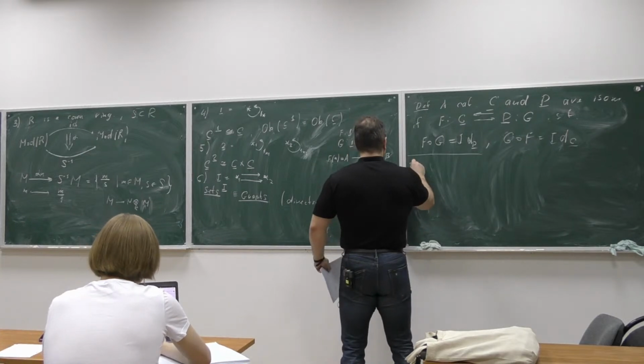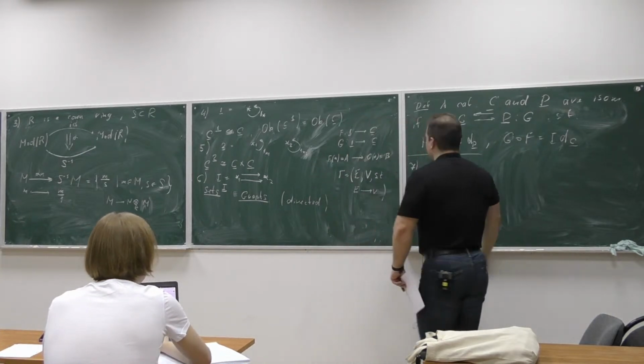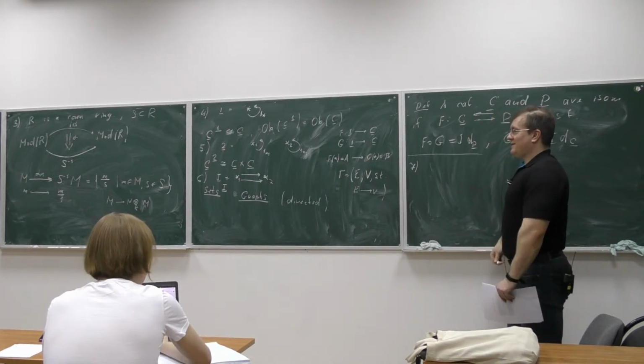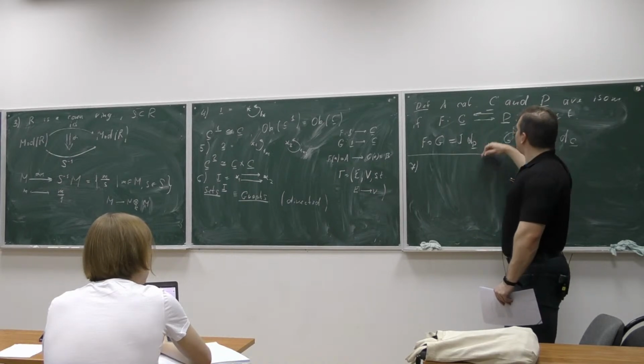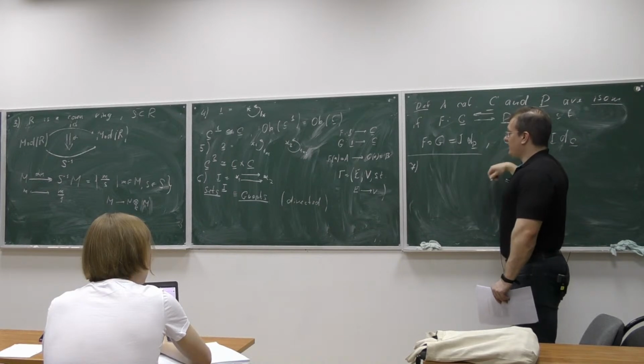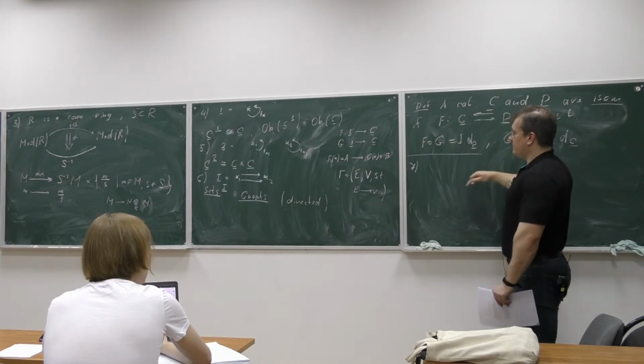By equality, you mean that they are naturally isomorphic? No, I mean that they're equal. Equal as functors. This is a big difference between isomorphism of categories and equivalence of categories. And equivalence of categories, that's exactly what we're going to do next when we finish this set of examples.